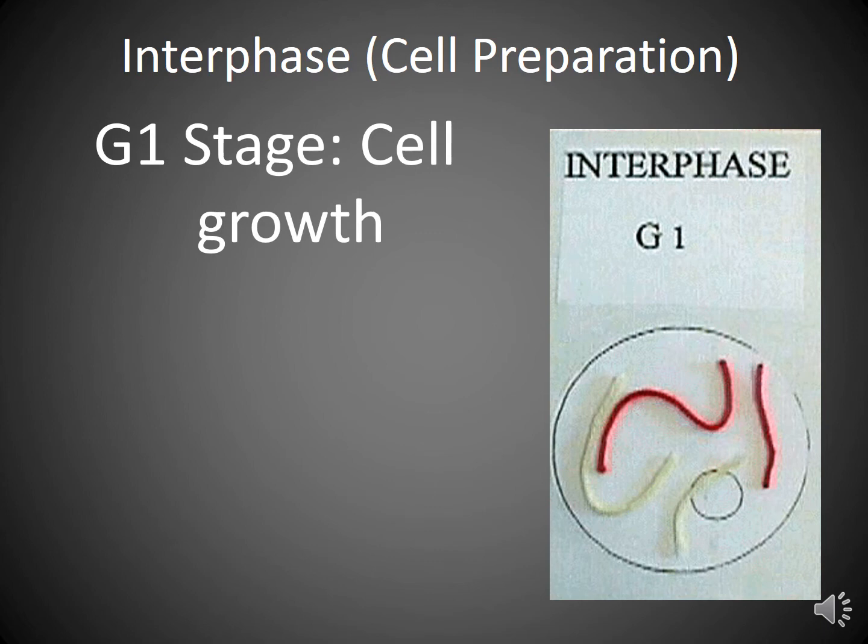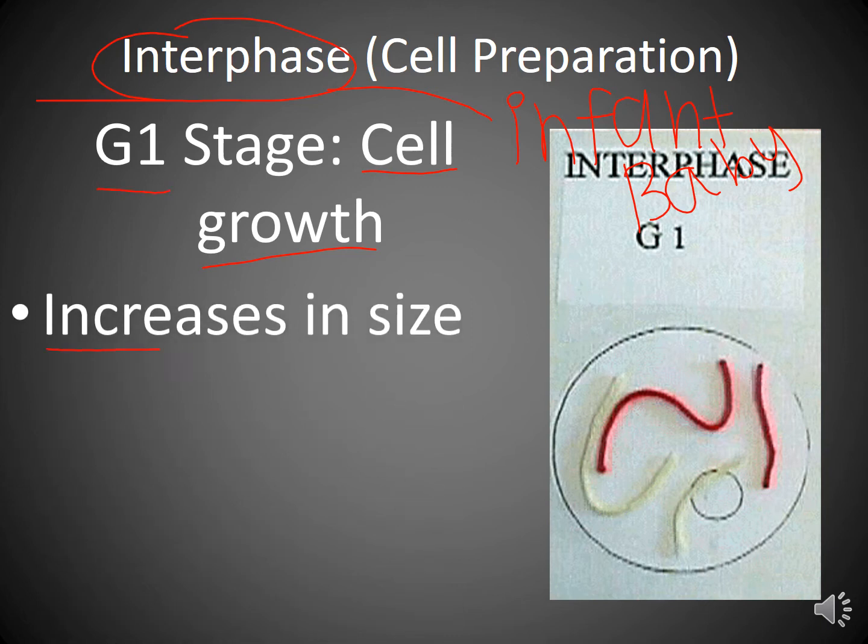So interphase, I think of an infant. If you don't know what an infant is, that's obviously a baby, right? So G1 is called cell growth. What do infants do? From the time they're born, by the time they turn 1 year old, they grow, right? They grow nonstop. So G1 is the first stage of the infant. They just grow. So it increases in size.